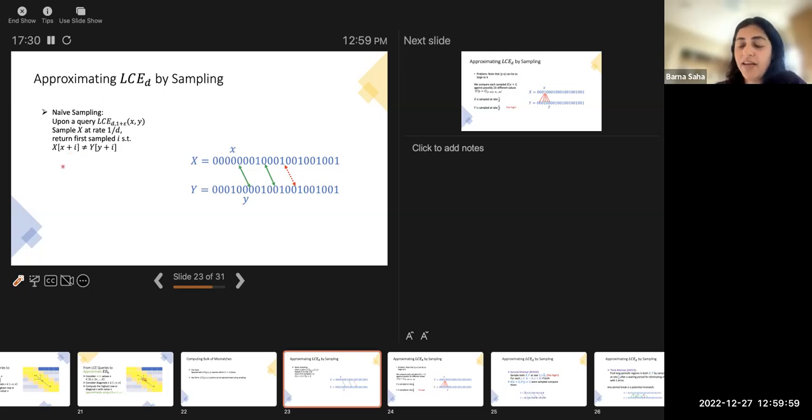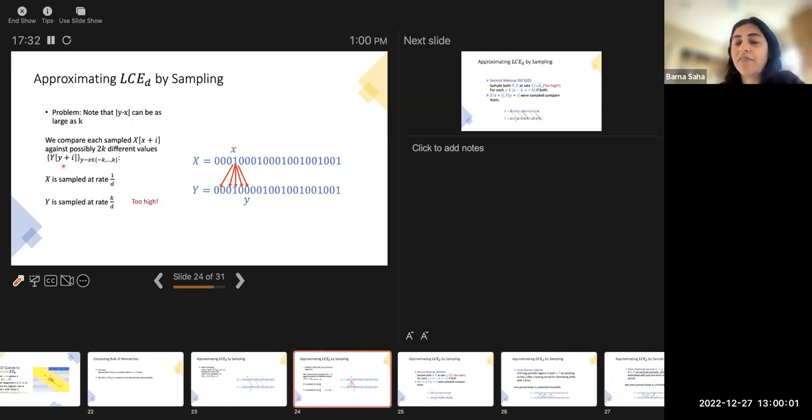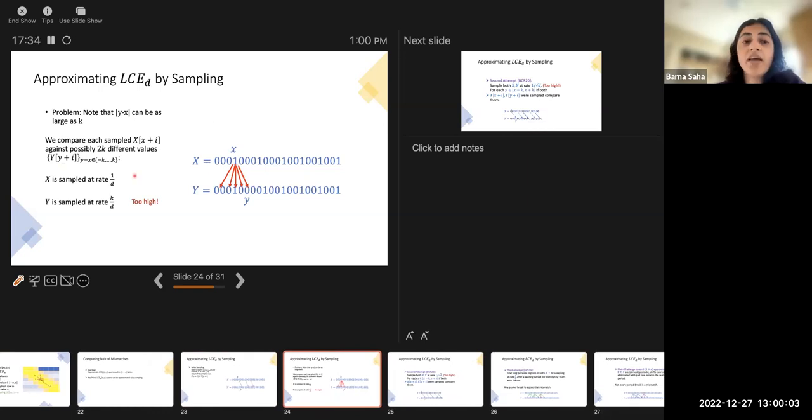Okay, so that's fine. But then what is the sampling rate we are looking at in Y? For every sample position in X, there are k possible shifts to consider. And that means the sampling rate at Y that we are looking at is k over D, which is too high. So this naive sampling rate doesn't give you the ideal sampling rate of 1 over D for X and Y.